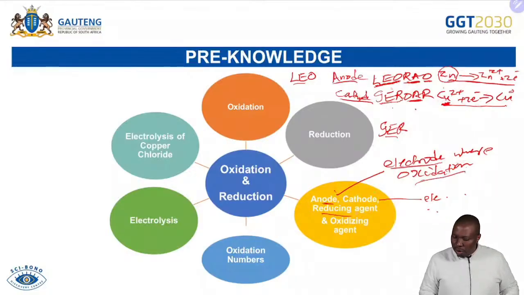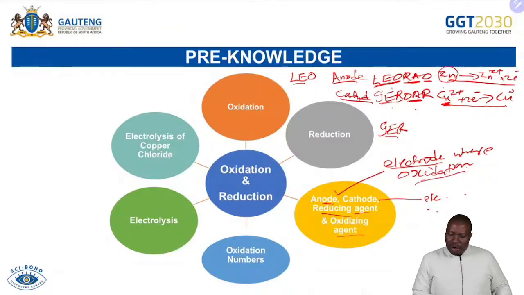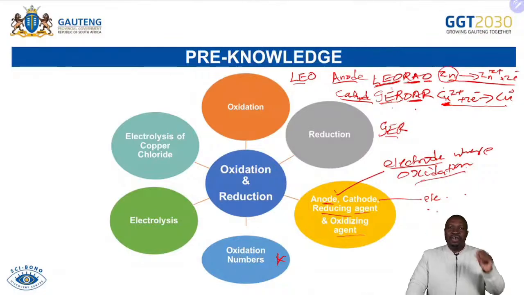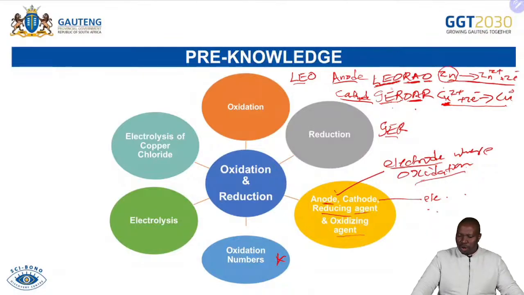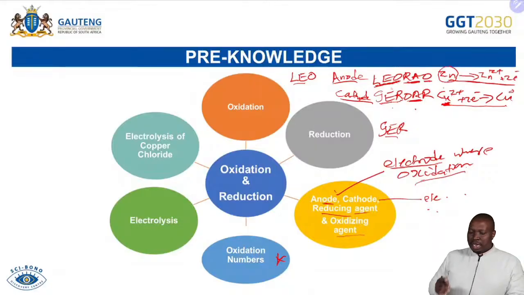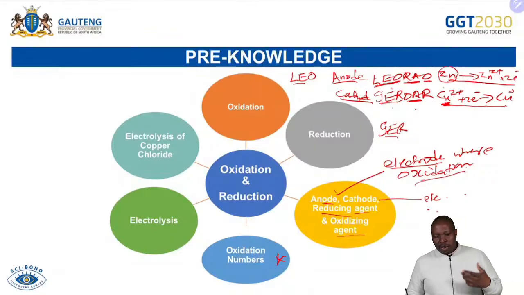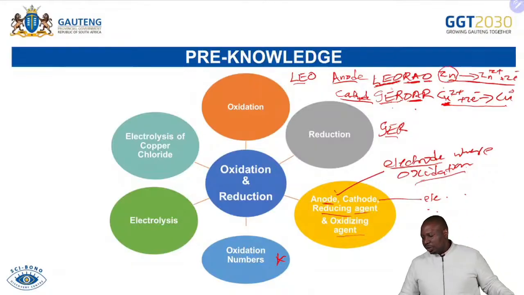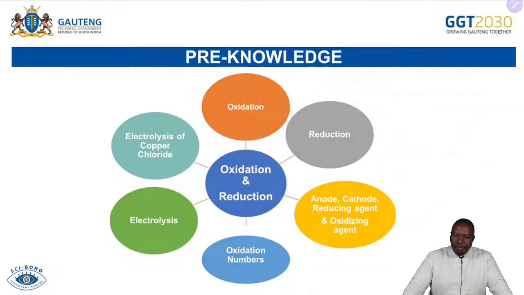So we have talked about reducing agent and oxidizing agent. We are done. And then oxidation numbers, grade 11 as well. You have done oxidation numbers, very much important. I'm going to give you an activity now so that you are able to look at your knowledge of what you have done. And then we have electrolysis, and electrolysis of copper chloride, which is what we'll do when we deal with electrolysis, which will be our next lesson.